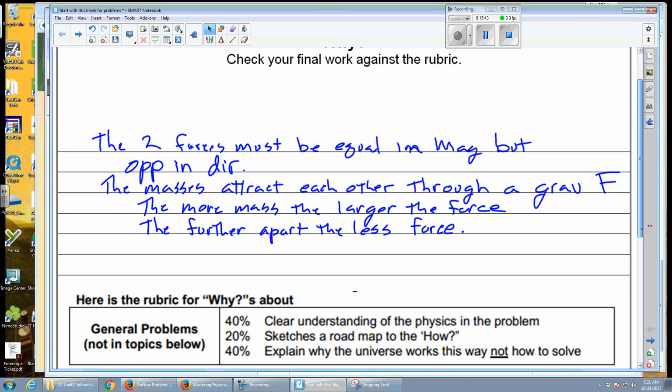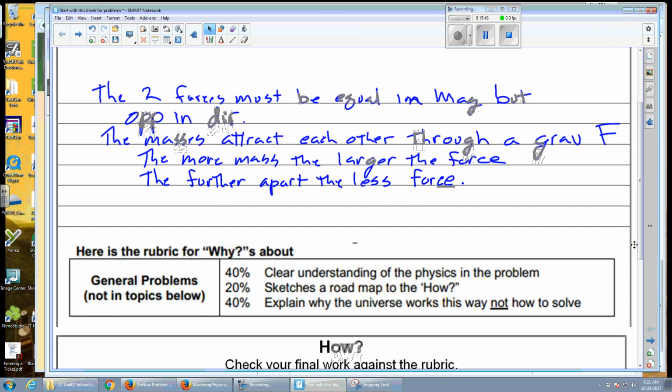See, does that hit the rubric? Clear understanding of the physics? Yep. Sketch the roadmap to the how. Ooh, I didn't really get that in there. How about I add in force between the cans? Because then at least I brought it down. I recognized that I read the problem. I didn't just slap some facts about gravity up there. Explain why the universe works this way, not how to solve it.